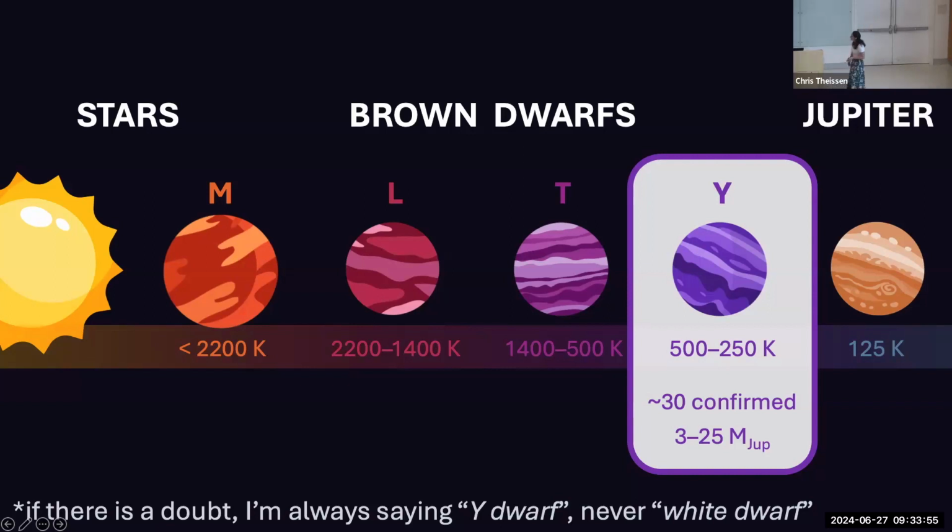So they have effective temperatures below 500 Kelvin, masses up to 25 times that of Jupiter. So they really are representing the very bottom end of star formation, which makes them a really valuable population to study in terms of demographics in our solar neighborhood.